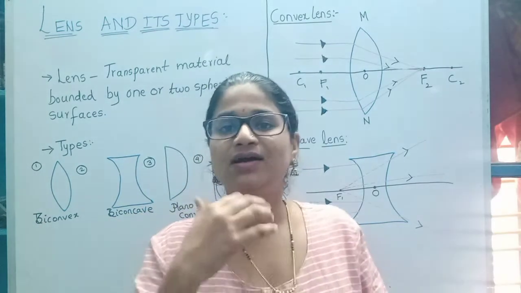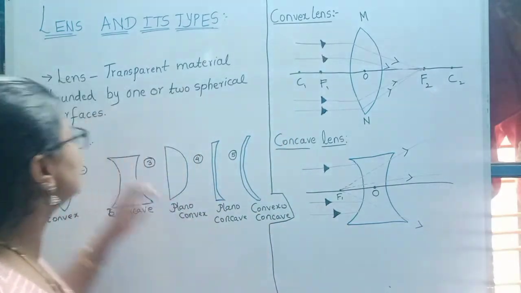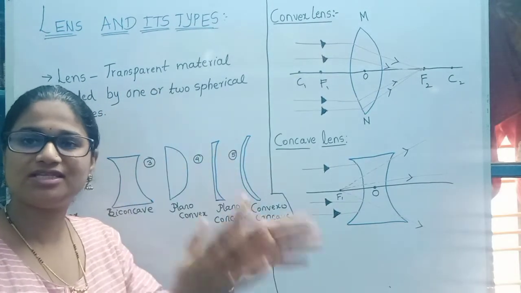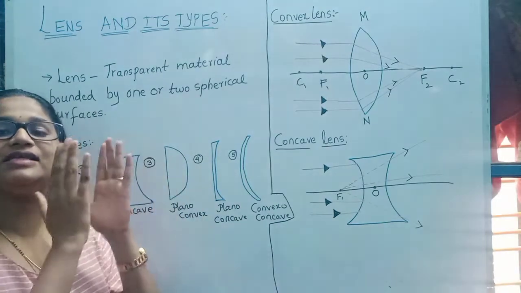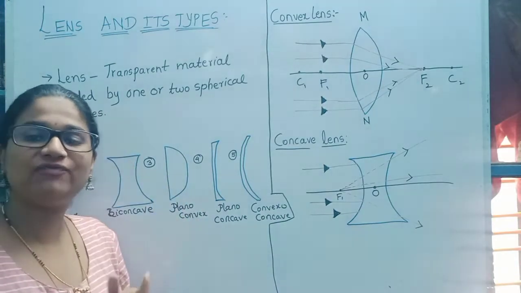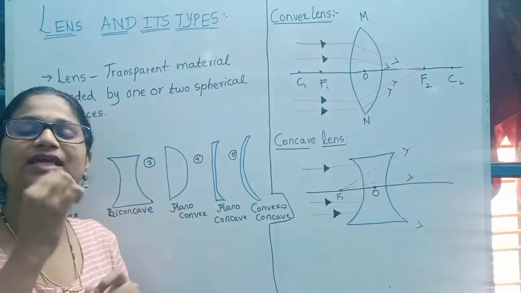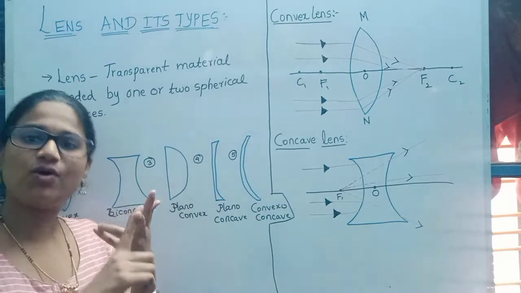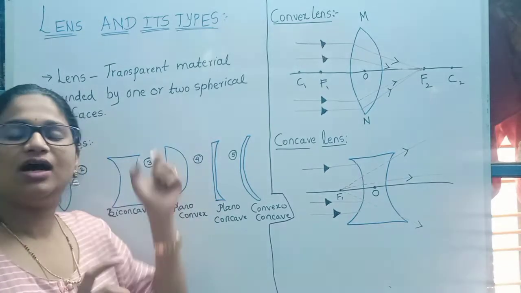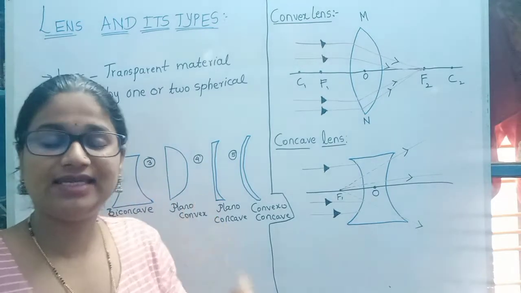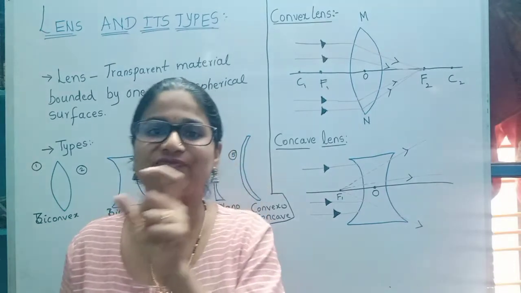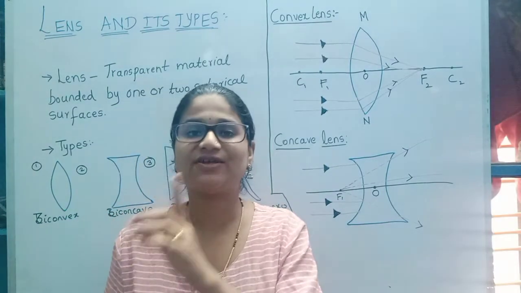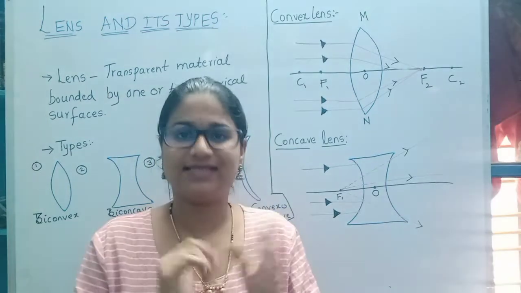Okay, so let me clarify what is the definition of a lens. Here it is a transparent material. No doubt, if light has to pass, the material should be transparent. And it is a transparent material which will be having one or two spherical surfaces. At least one is mandatory; the other one, if it is there or not, it's okay. So a transparent material which has at least one or two spherical reflecting surfaces is called a lens.